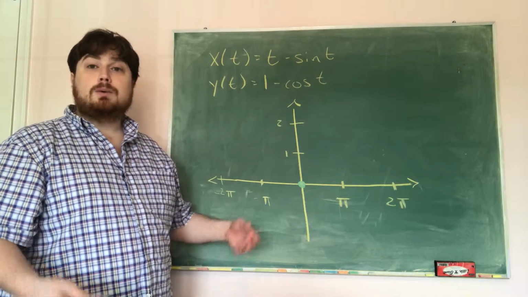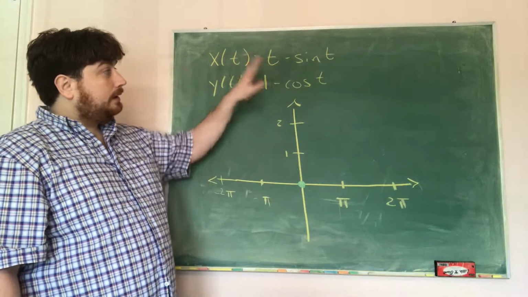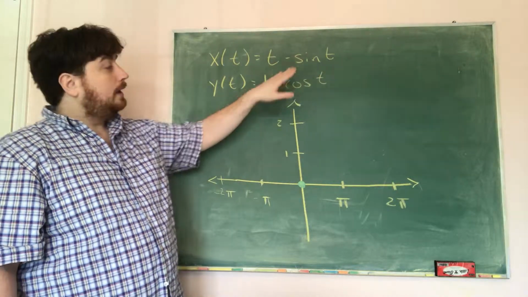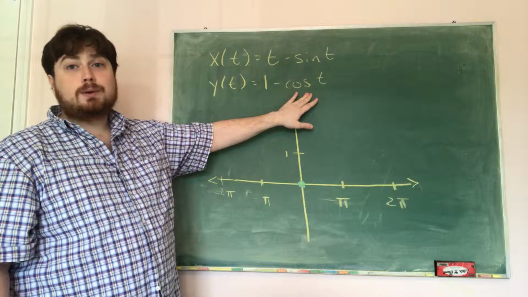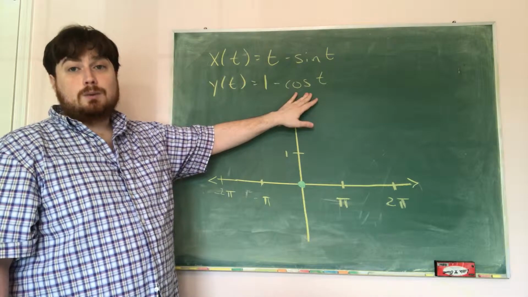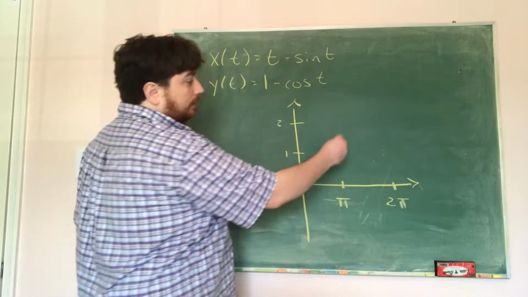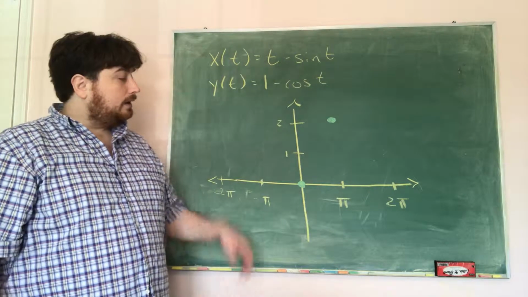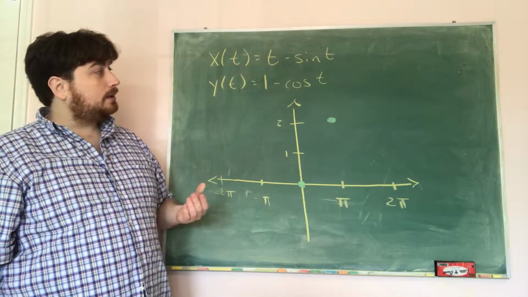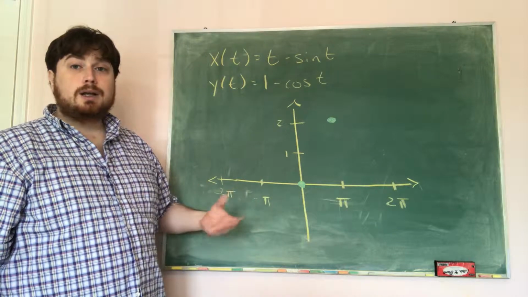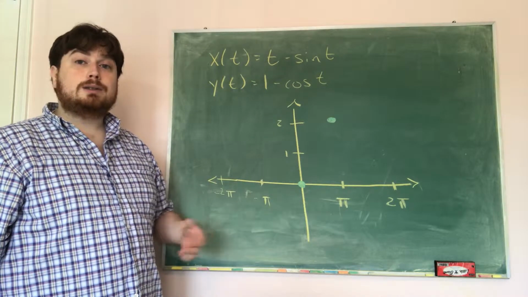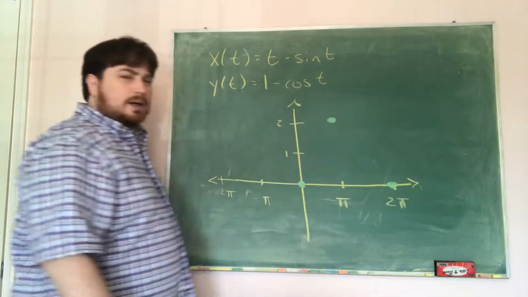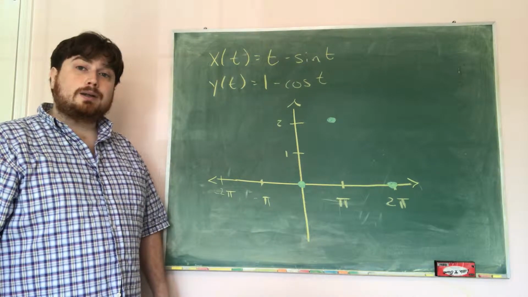Then I'm going to move on and say, what about pi? If I plug pi in for t, I get pi minus sine of pi, which is 0, so that's just pi for the x value. And 1 minus cosine of pi: cosine of pi is negative 1, so 1 plus 1 is 2, and I'm going to have the point (pi, 2) in my graph. Then at 2 pi, I get 2 pi minus 0 for x, and 1 minus 1 is 0 for y. So I have the point (2 pi, 0), and again, I'll plot that in.